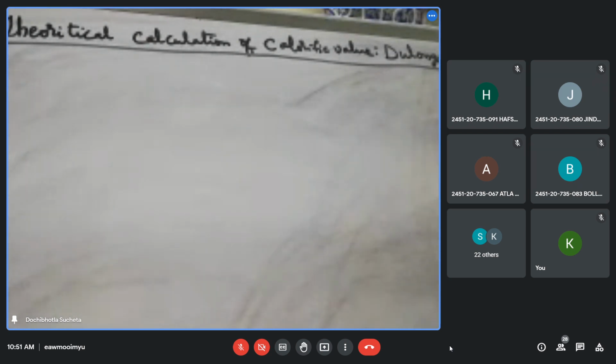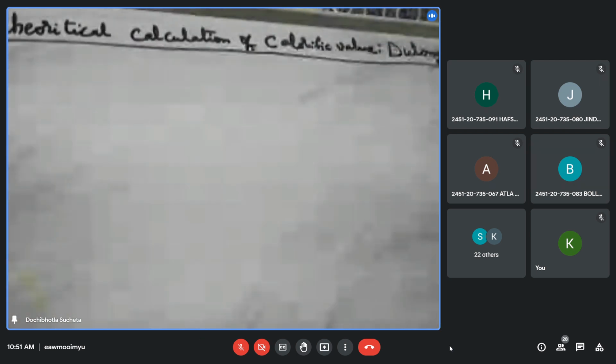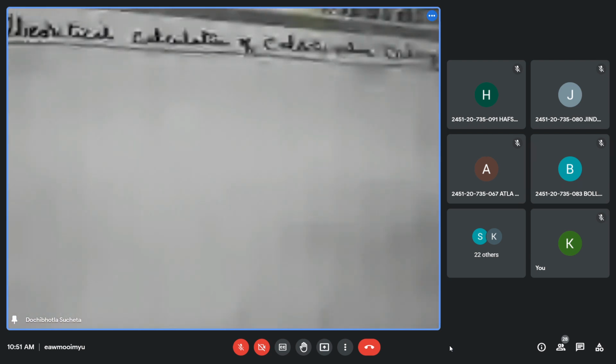So, if I want to do theoretical calculation of calorific values, what data do I need to have in prior, just like if you're calculating E cell of any battery, what is the prior information you need to have?